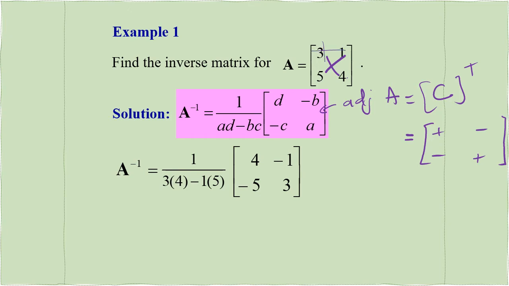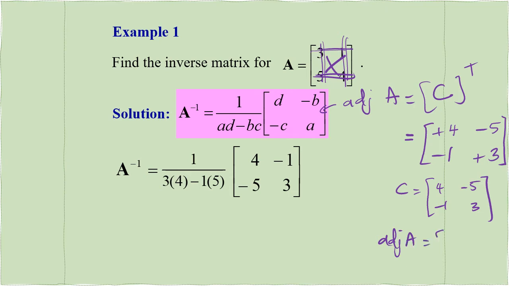So we delete the first row, first column and we get 4 here. Then delete here, we get 5, then delete here we get 1, delete here we get 3. So your cofactor is equal to 4, negative 5, negative 1, 3. So for the adjoint of matrix A, we have the cofactor transpose. So we transpose this matrix.